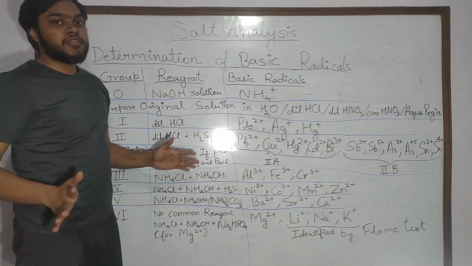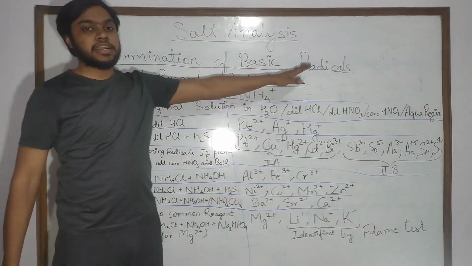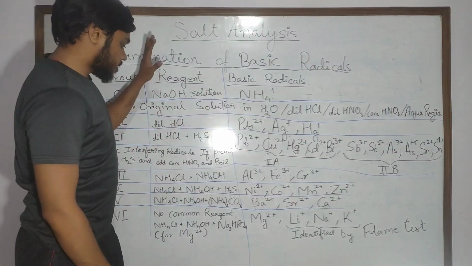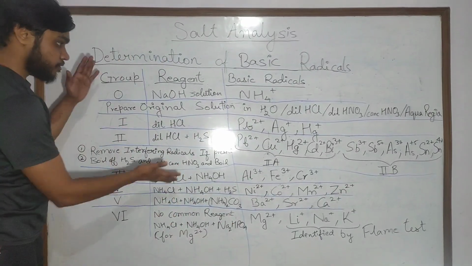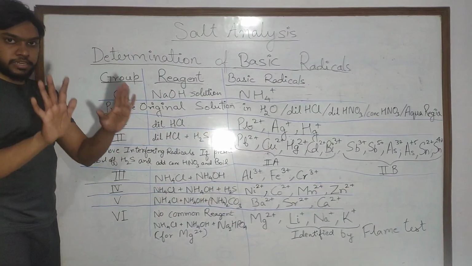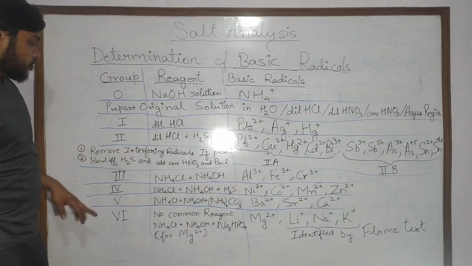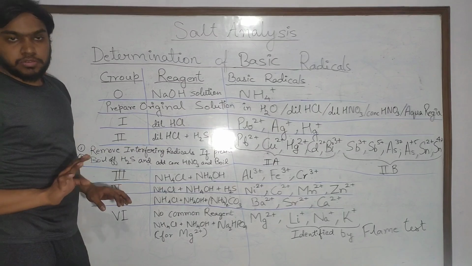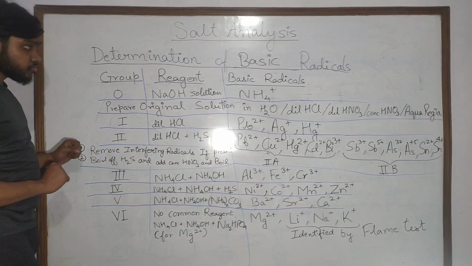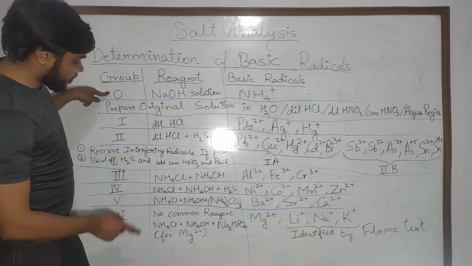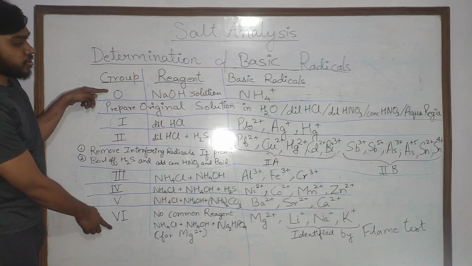Okay, now in this video I will teach you the determination of basic radicals. Okay, so you can see that I have made a huge table over here. So let me explain now. The basic radicals are divided into 7 groups. The first group is the 0th group and the last group is the 6th group.